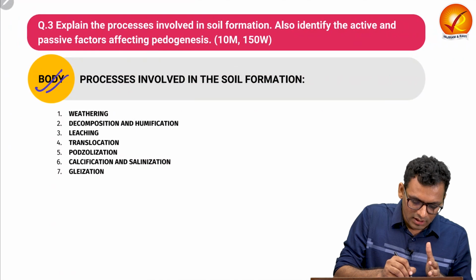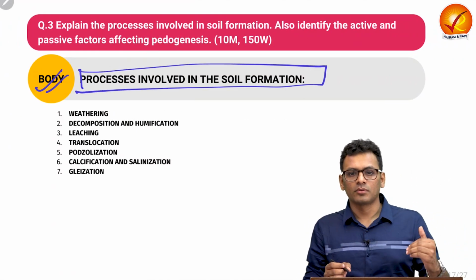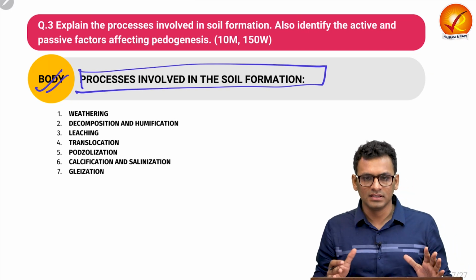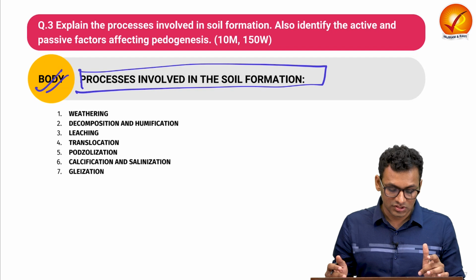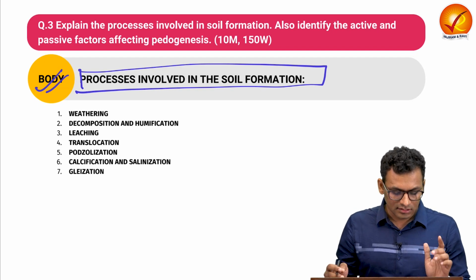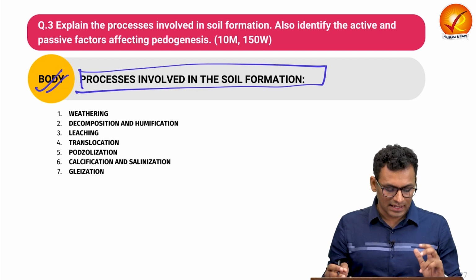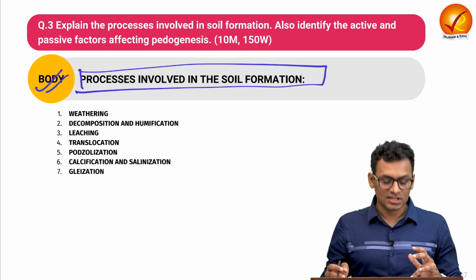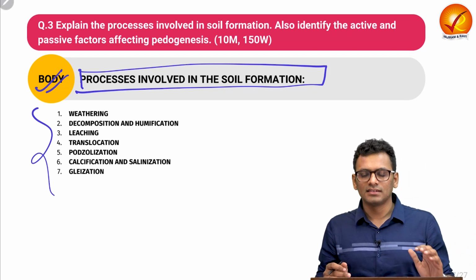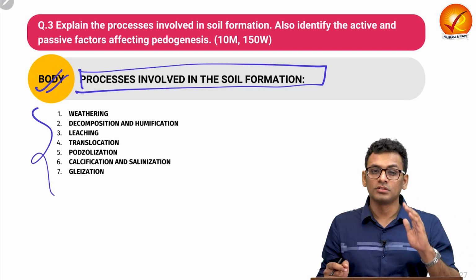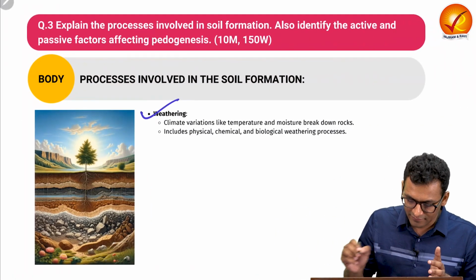In the body, you can talk about the processes involved. We will look at all the processes to understand what exactly they mean. But majorly we have 7 processes: weathering, decomposition and humidification, leaching, translocation, podzolization, calcification and salinization, and glaciation. So these are the kind of processes involved. Let us look at each of the processes and understand how they play a role with respect to the formation of soil. Firstly, we have weathering.